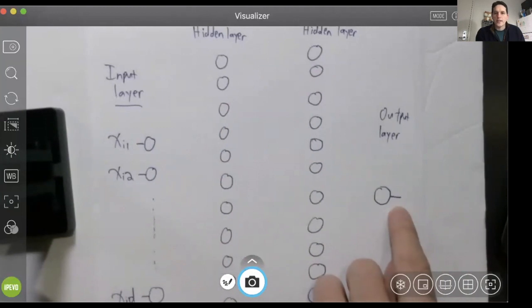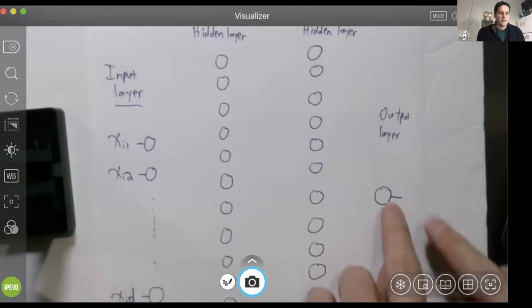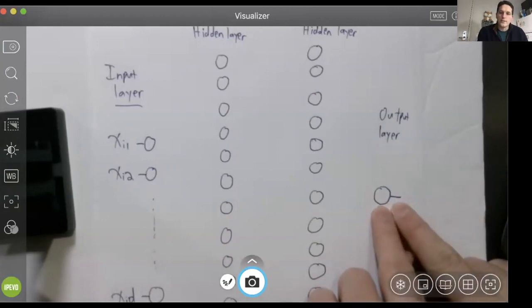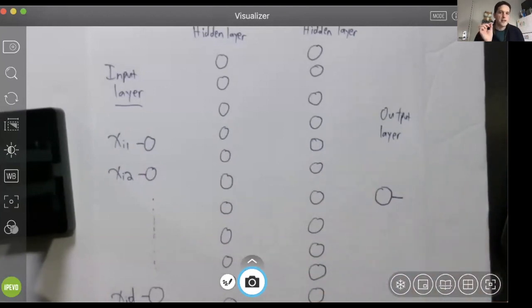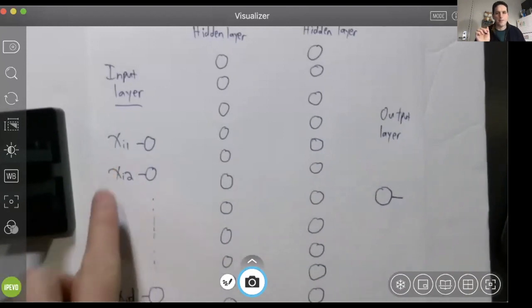And that's to convert it into a probability. That gives us a number between 0 and 1, which can be interpreted as a probability. So this final node does not use the ReLU activation function. Instead, it uses the sigmoid function so that the output can be interpreted as a probability. And that probability tells us how to classify the input vector xi.